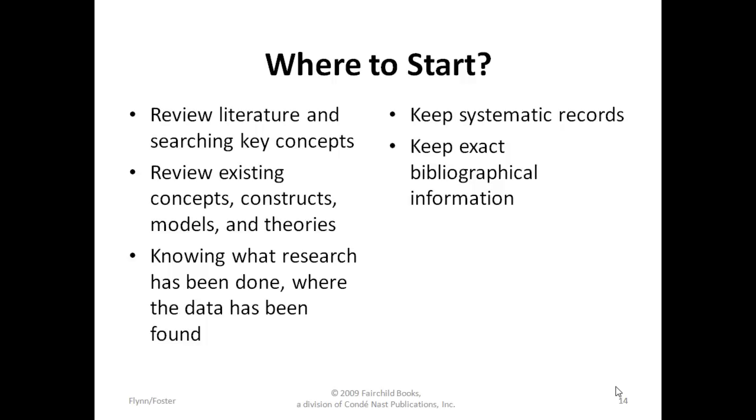So where do you start your research? You start by reviewing the literature on your topic and looking for key concepts, constructs, models, and theories. And knowing what research has been done and where that data has been found on your topic, you want to start to keep bibliographical information in which you use the exact APA style and systematic recording that is given. And you want to keep up with all the articles that you use.